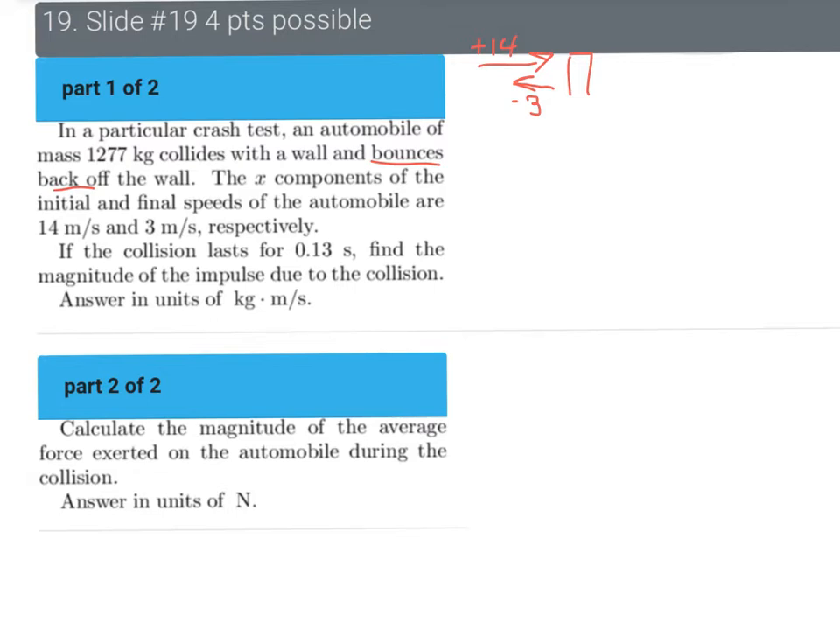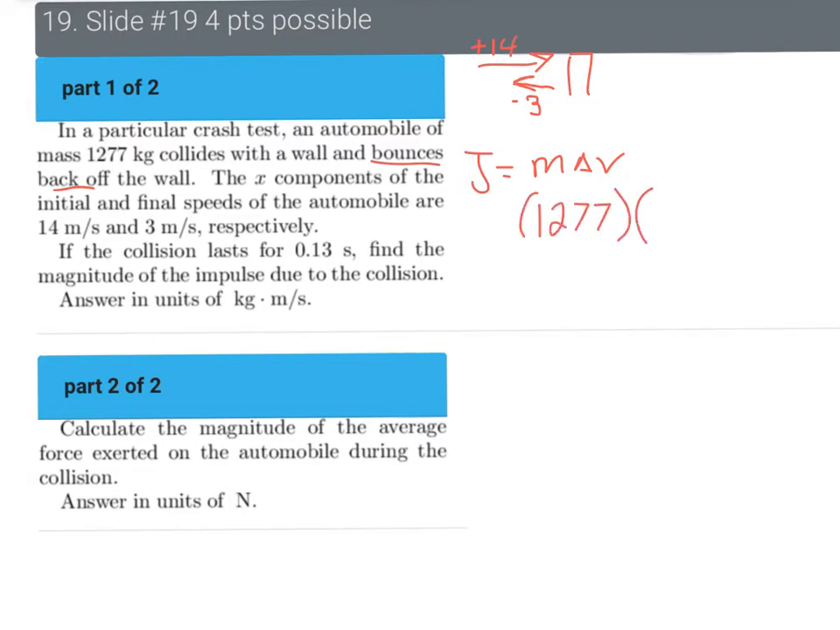All right, if the collision lasts for a fraction of a second, find the magnitude of the impulse due to the collision. All right, so impulse, J, is equal to change in momentum. In this case, the variable that's changing our momentum is the velocity. So let's just go ahead and rewrite this as m delta v. We know the mass is 1277 in my case.